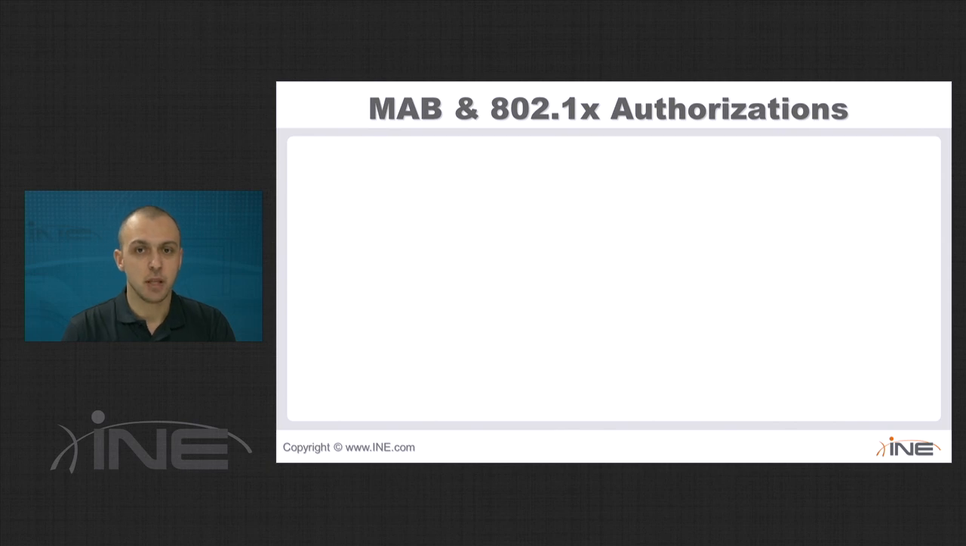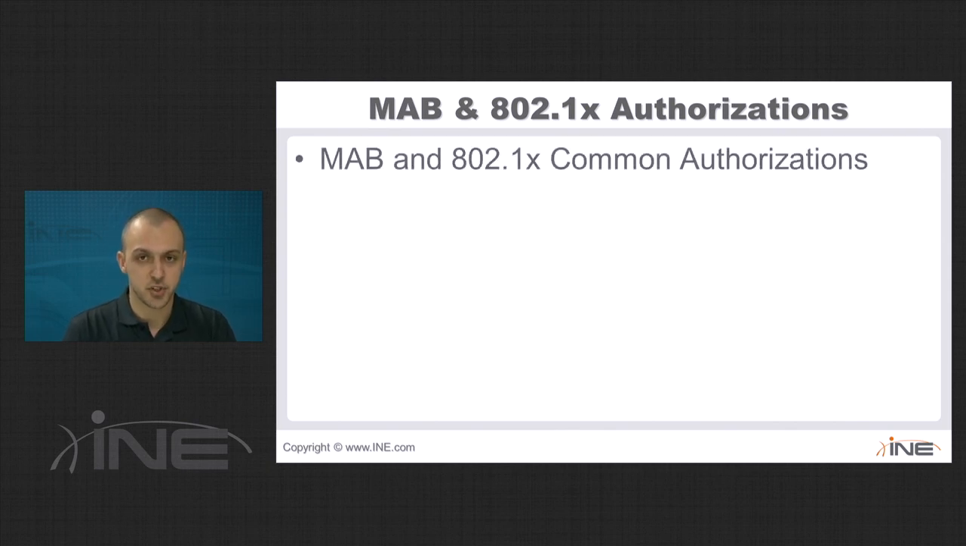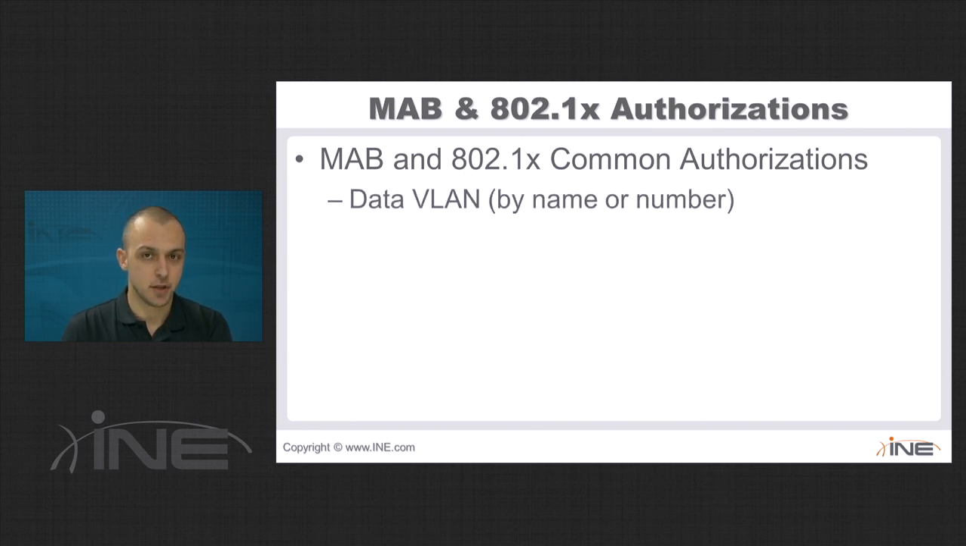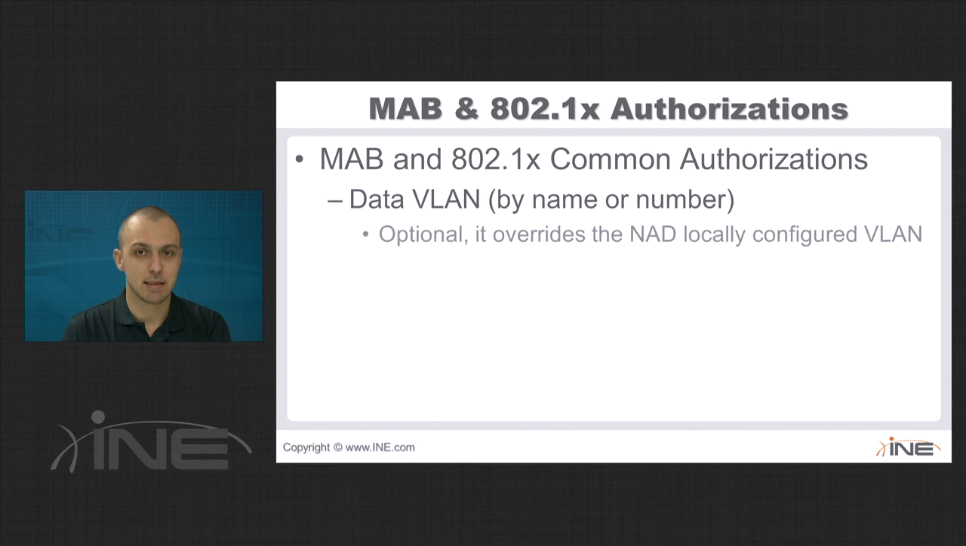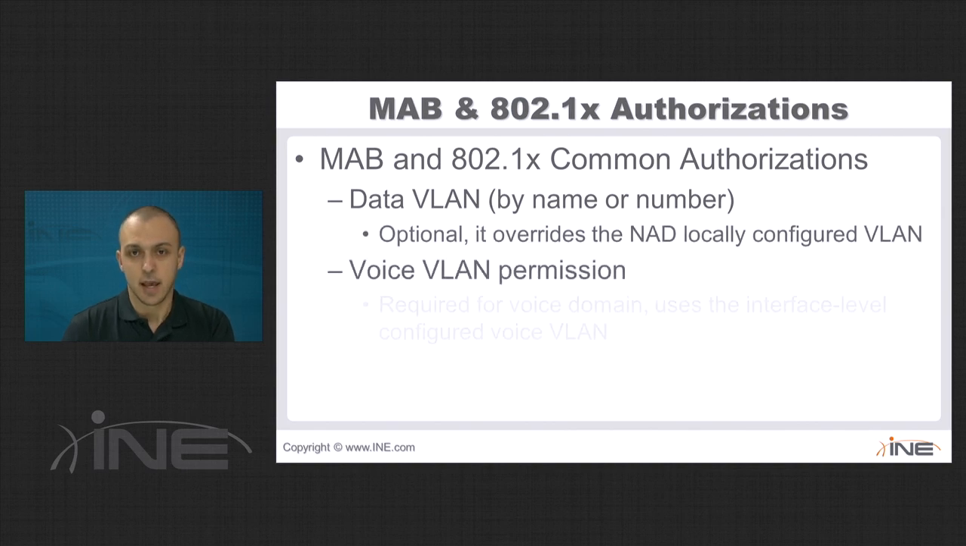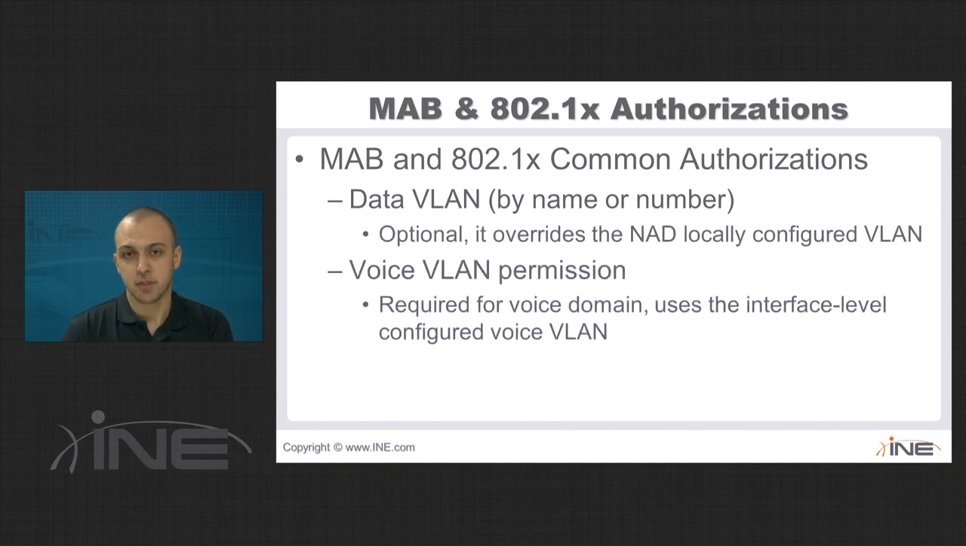So the most commonly implemented authorization is first to dynamically allocate a VLAN from the authentication server to the client. And that really depends on whether the client is in the data domain or in the voice domain. And based on that, different types of configurations need to be done on the ISE side.